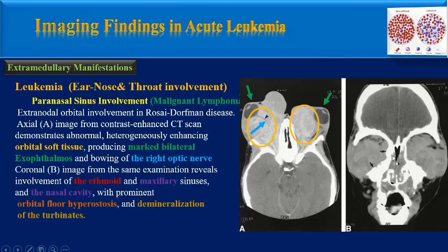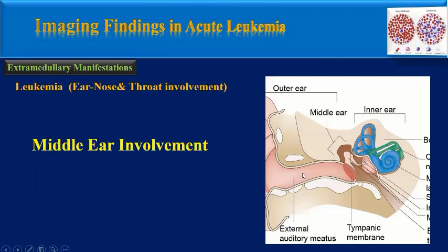Coronal CT image from the same examination reveals involvement of the ethmoid and maxillary sinuses and the nasal cavity, with prominent orbital floor hyperostosis and demineralization of the turbinates. Another section is middle ear involvement.